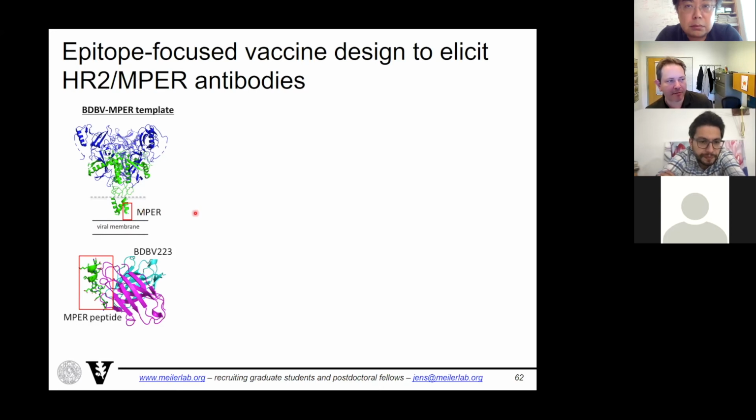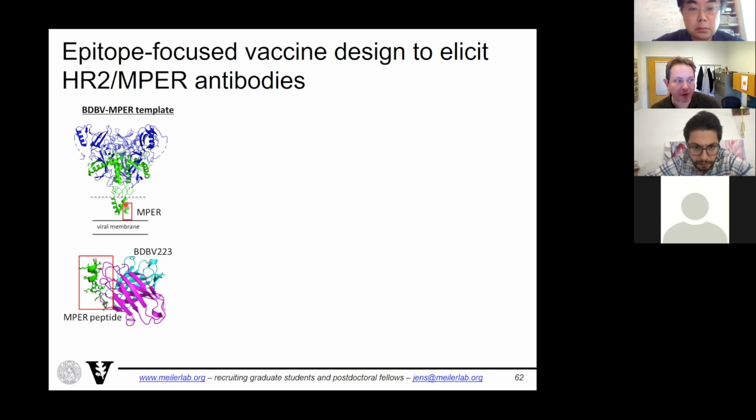And at the time, a few years back, when we had these Ebola outbreaks in Africa, my colleague here in the vaccine center, Jim Crowe, got blood from patients who survived this Ebola infection and sequenced with next generation sequencing their antibody repertoire to find antibodies that neutralize Ebola. And so BDBV223 is one of those antibodies, and it binds to this MPER region.